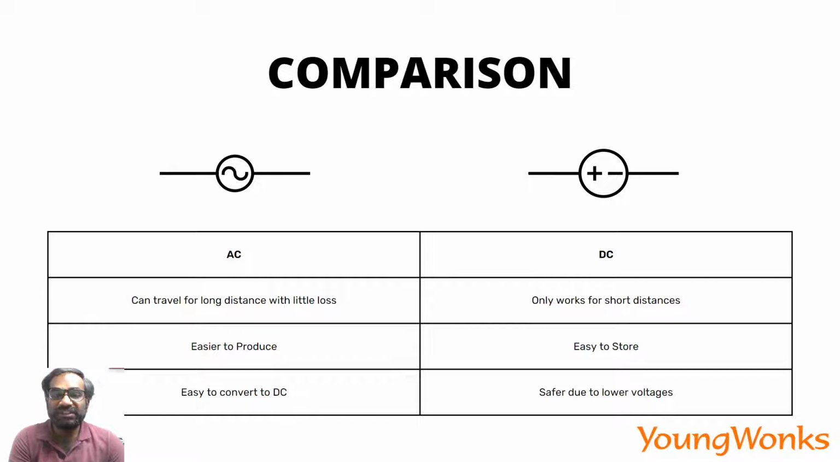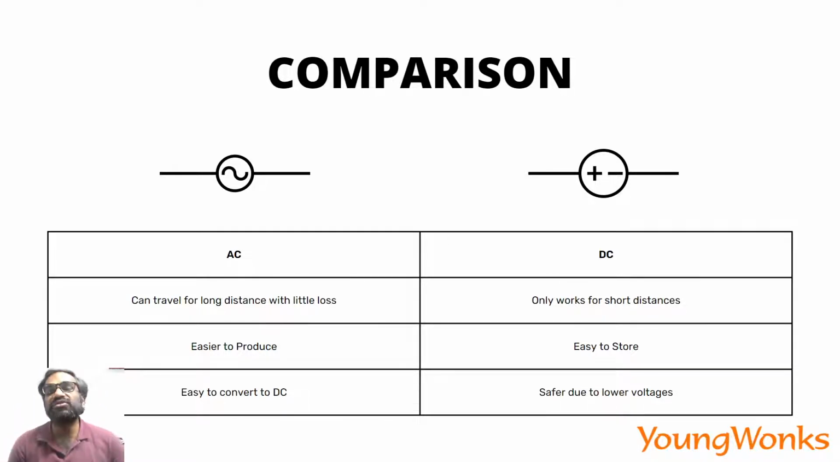Now, although it is easy to produce, it's not very easy to store. It is best delivered over power lines immediately, because if you try to charge a battery with AC, you charge the negative end for half the cycle and then the positive end for half the cycle. The net result is zero.